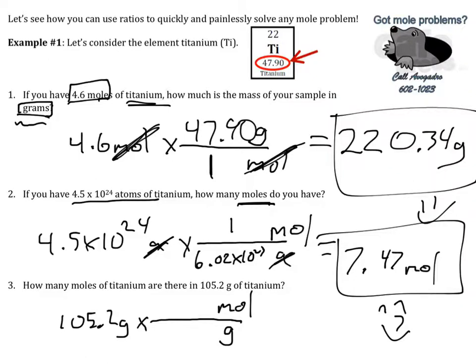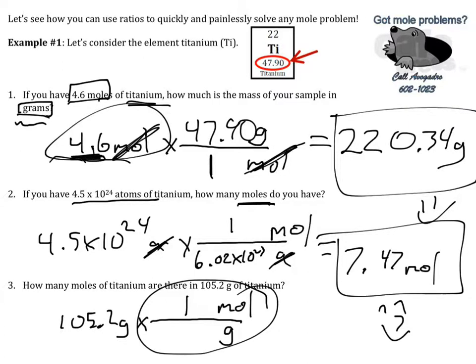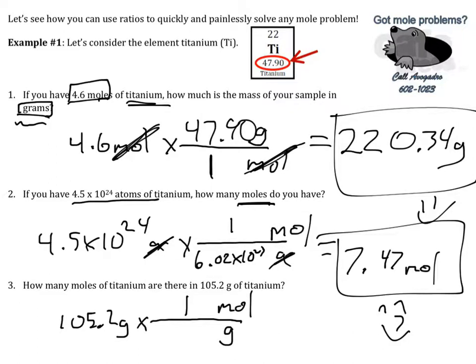What always goes in front of moles? A 1. Again, what always goes in front of moles? A 1. And when I say what always goes in front of moles, I mean within the fraction. So you can totally have something that's not a 1 in front of moles that's not in the fraction. But I'm talking about within the fraction, we always have a 1. So notice 1 mole, 1 mole, 1 mole.